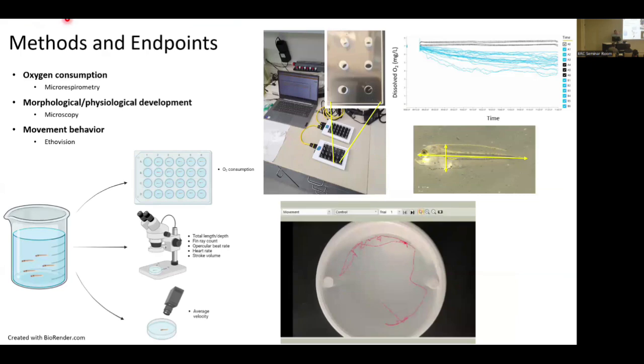The first stage was the respirometry. I put these guys into little glass well plates containing oxygen sensors to track their oxygen consumption and get that metabolic rate data over the course of a couple hours.